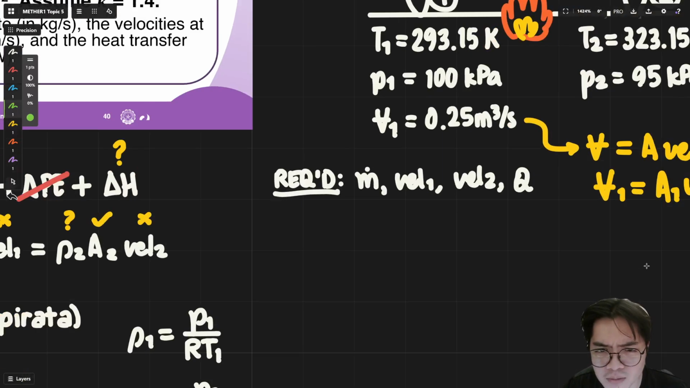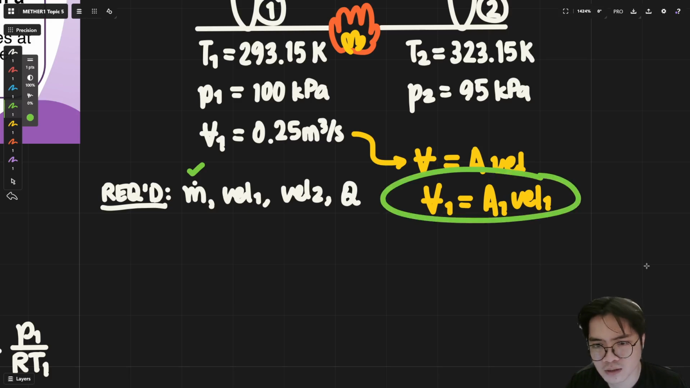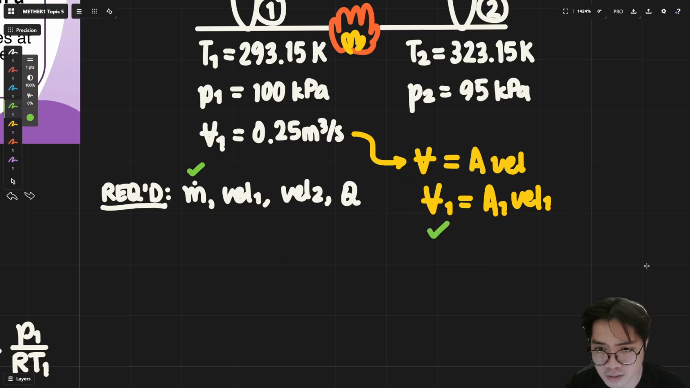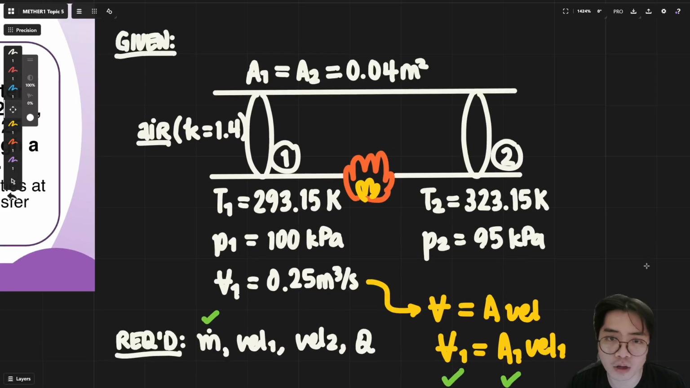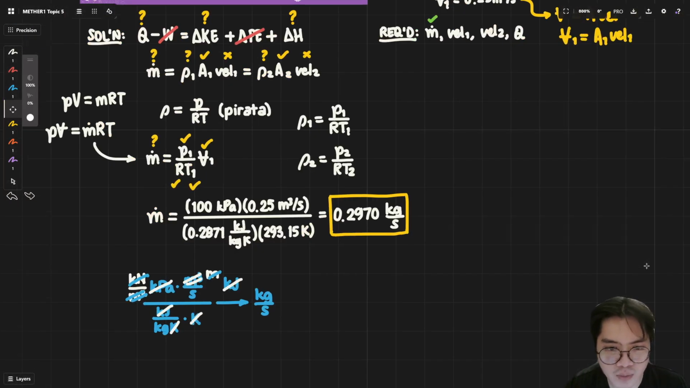Now, if we think about it, wait a second. We kind of already know, or we're already supposed to know what vel1 is because of this. You now have a V dot 1 and you have an A1 because it's a constant diameter pipe. So now you should be able to get your vel1. So let's get vel1 as well, right?